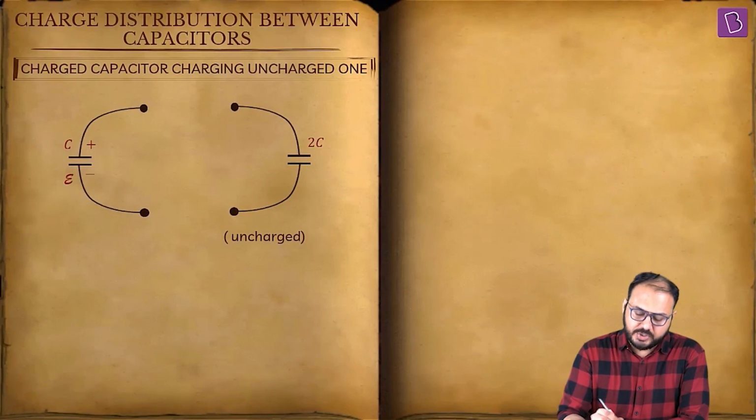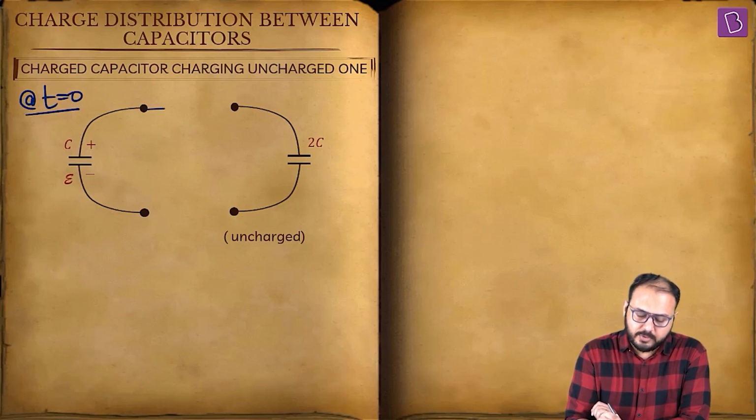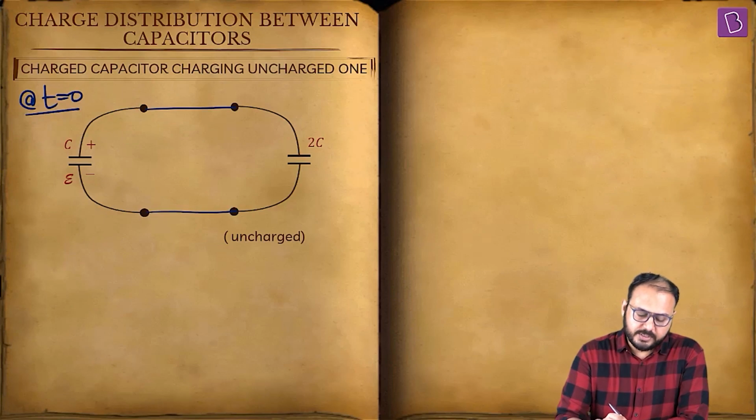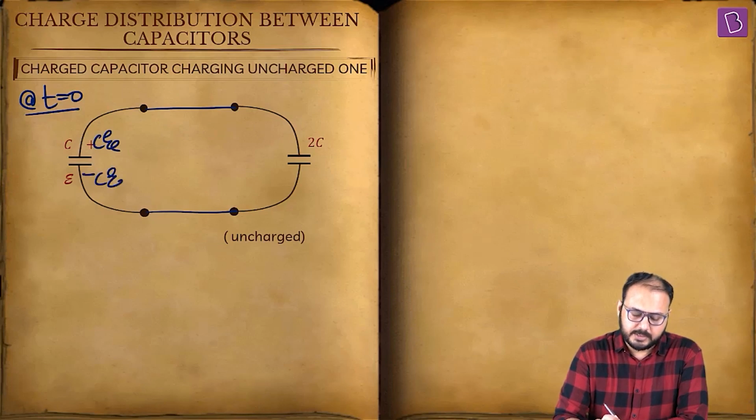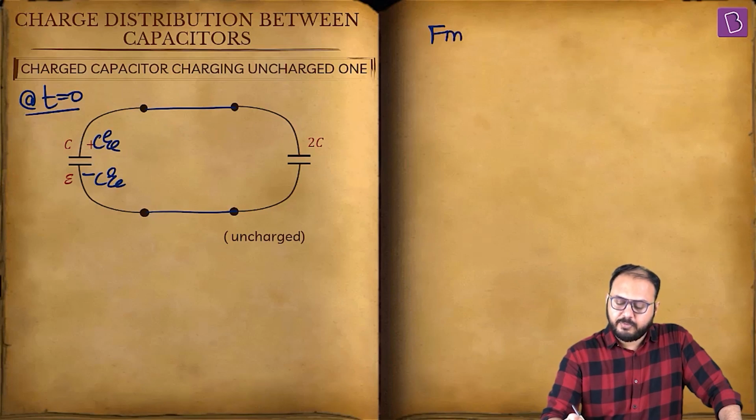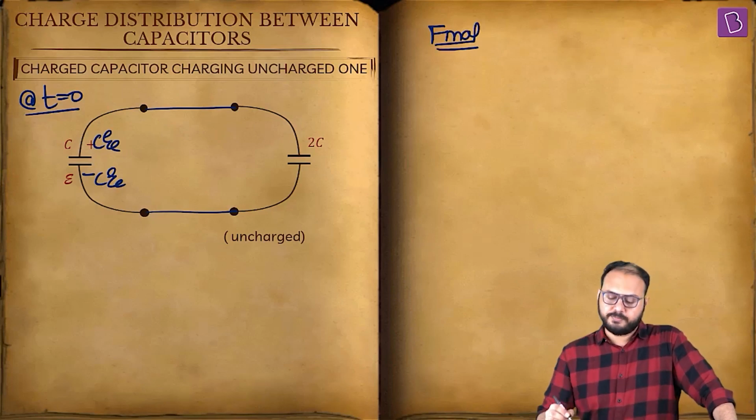How much charge does this plate have? So this is t equal to 0, and t equal to 0 connects them. How much charge is here? Here it's plus CE. How much charge is here? Minus CE. Ready? Finally, draw the diagram for KVL. Draw the diagram for final.